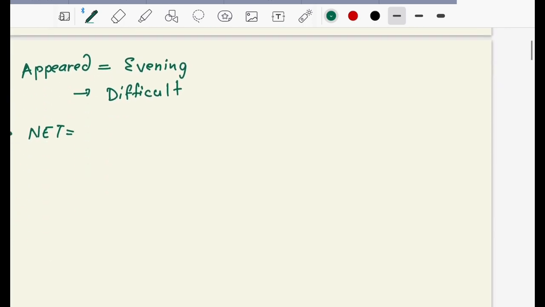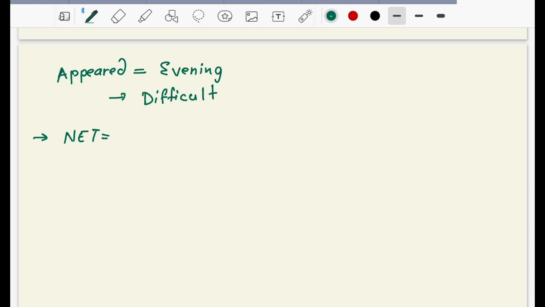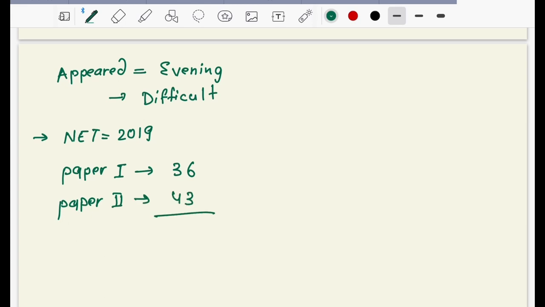This time my target was to clear JRF, but I personally felt that the paper was too difficult for me to clear for JRF. My score in paper 1, which is teaching aptitude, was 36 marks, and in paper 2, which is obviously English Literature, I scored 43 marks. So it makes the total of 79. Now, 79 is what percent of 150? Let us find out.